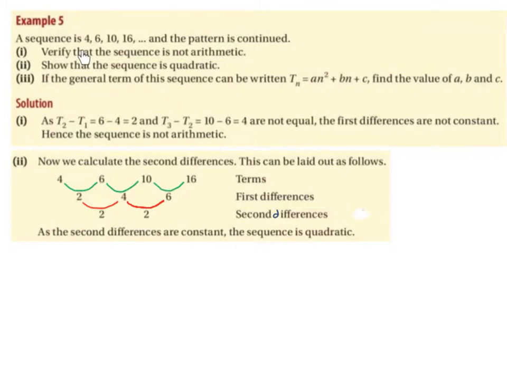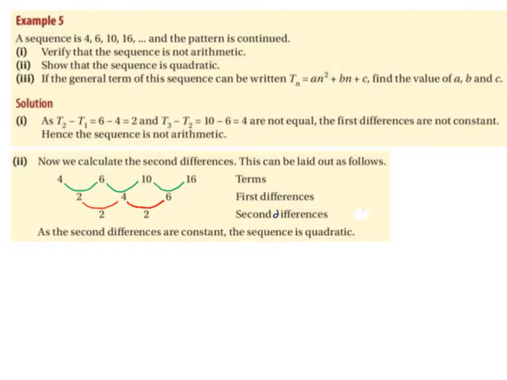The sequence is 4, 6, 10, 16, and the pattern is continued. Part 1, verify that the sequence is not arithmetic. Part 2, show that the sequence is quadratic. Part 3, if the general term or the general formula of this sequence can be written as Tn equals an squared plus bn plus c, find the value of a, b and c.